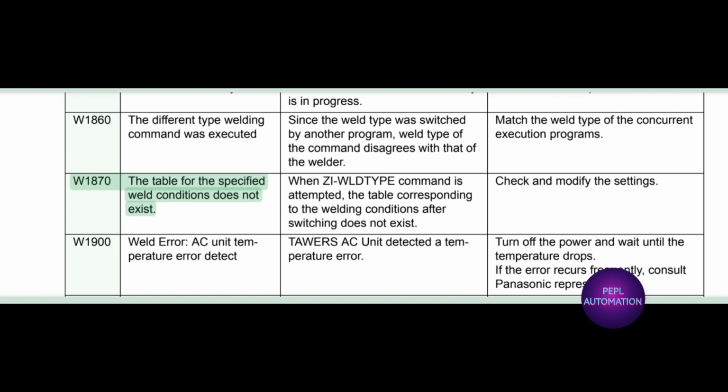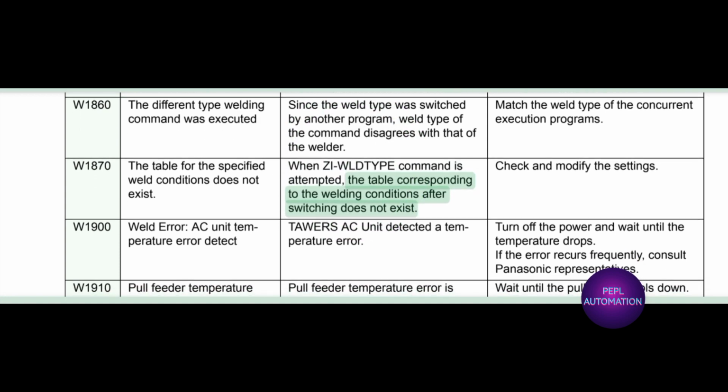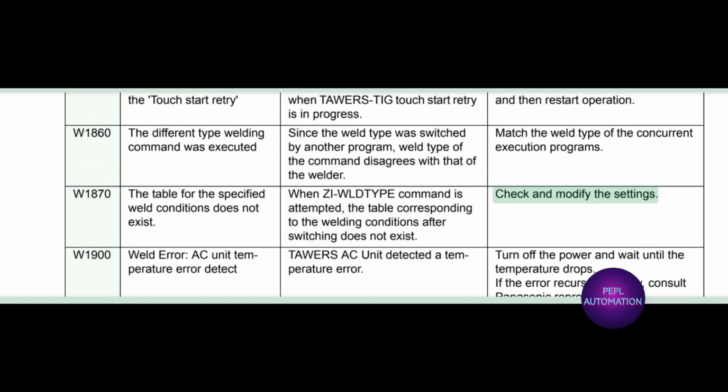W1870 the table for the specified weld conditions does not exist. When ZL type command is attempted, the table corresponding to the welding conditions after switching does not exist. Check and modify the settings.